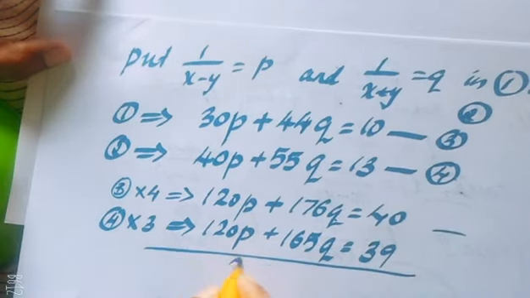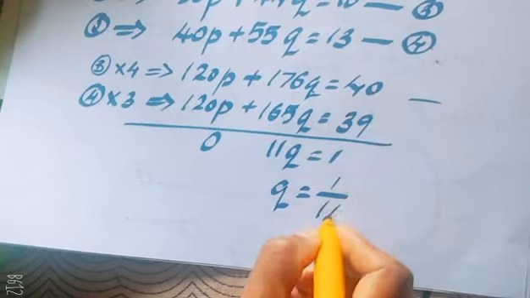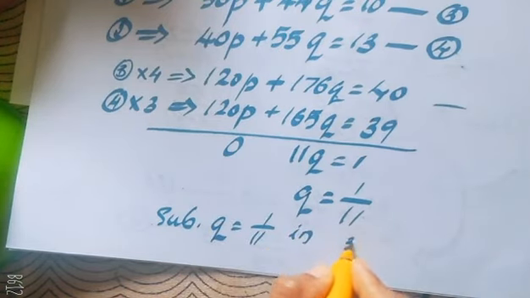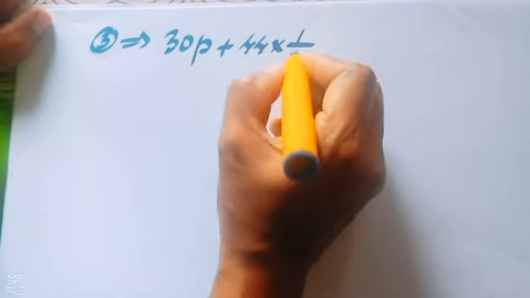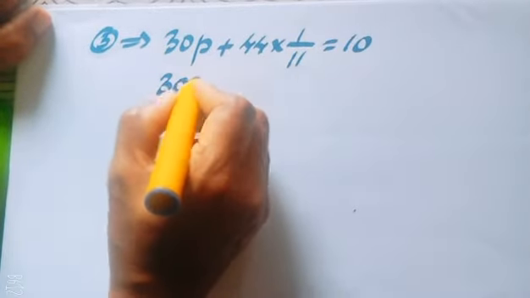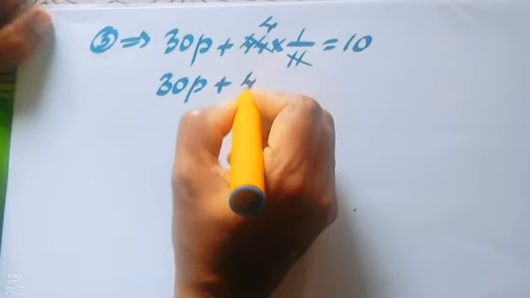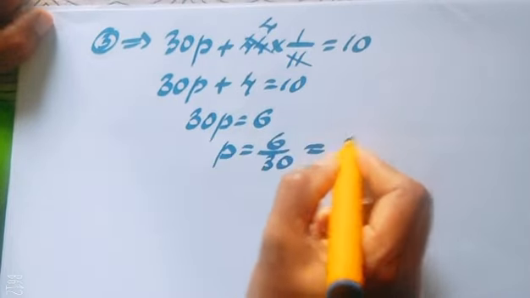So subtract, we get 0, eliminated p, 11q equal to 1, that is, q equal to 1 by 11. Substitute q equal to 1 by 11 in 3. So equation 3 becomes 30p plus 44 into 1 by 11 equal to 10. 44 into 1 by 11 is 4. So 30p plus 4 equal to 10. So 30p equal to 6. p equal to 6 by 30, that is 1 by 5.